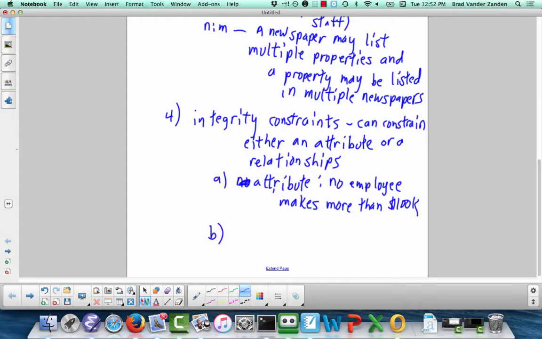Whereas an example constraint on a relationship might be that no realtor manages more than 30 properties. So no realtor manages more than 30 properties.